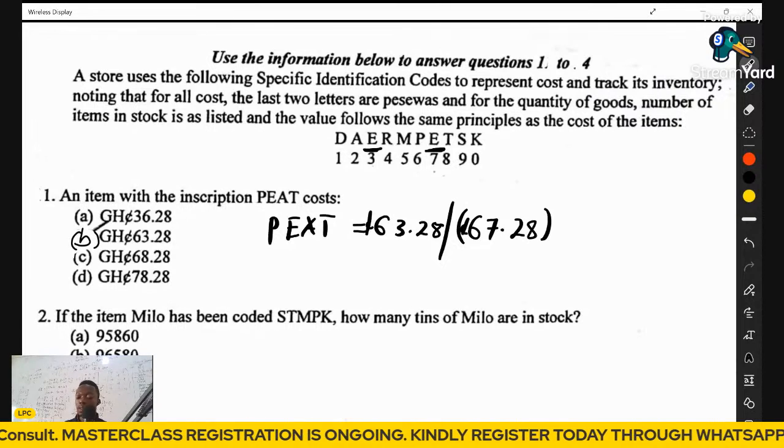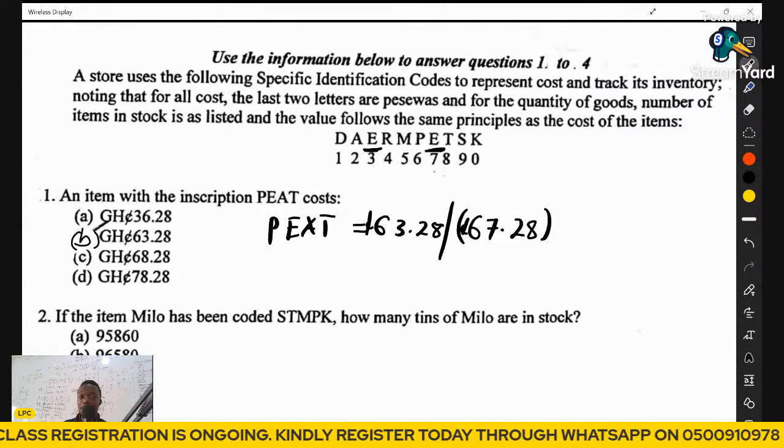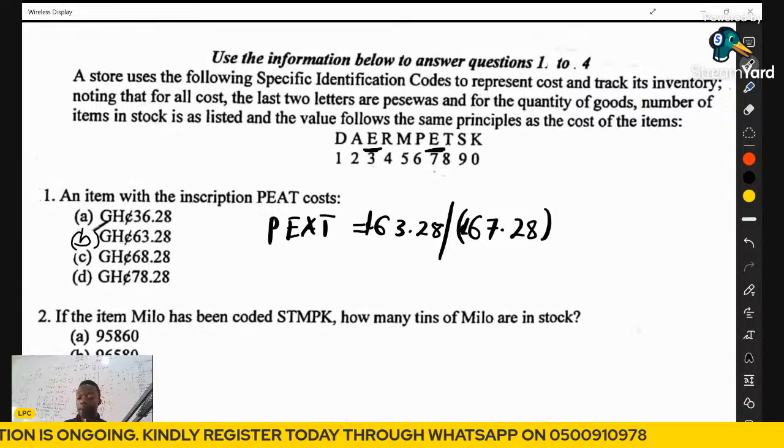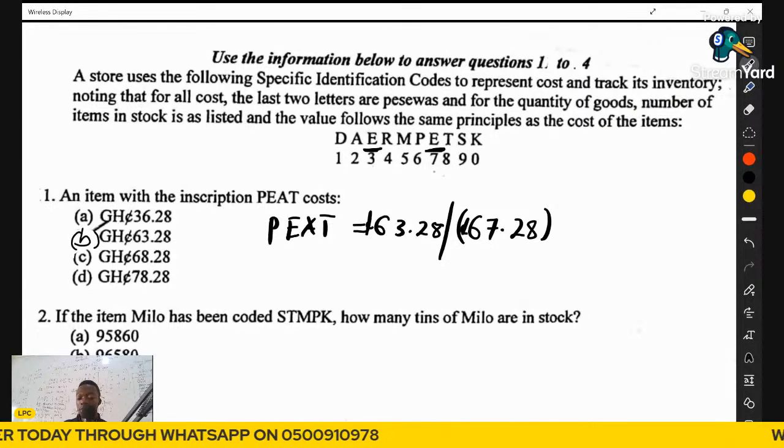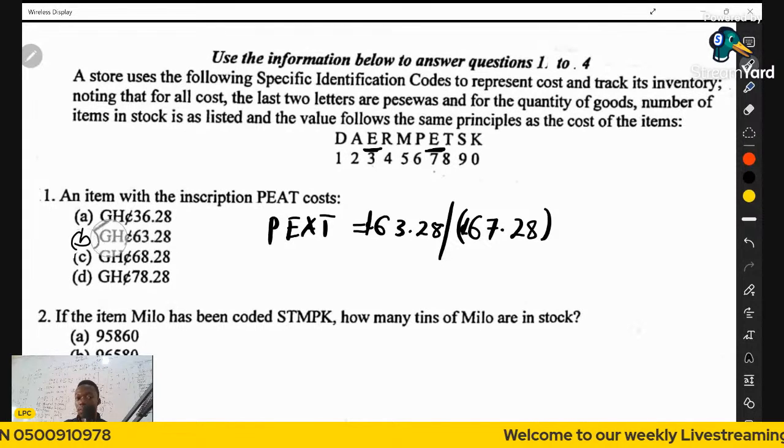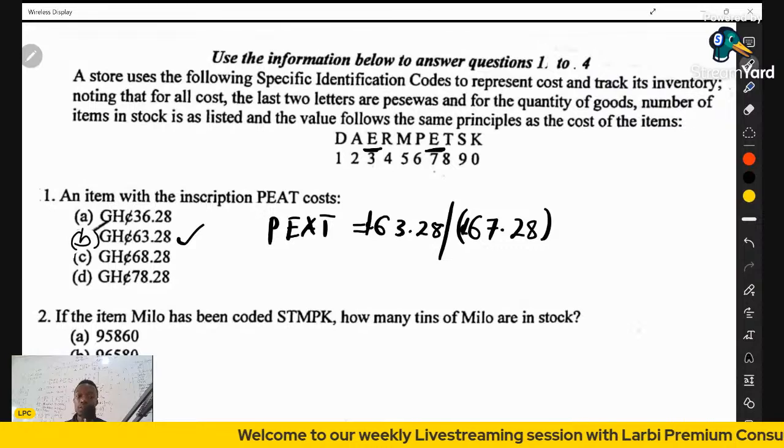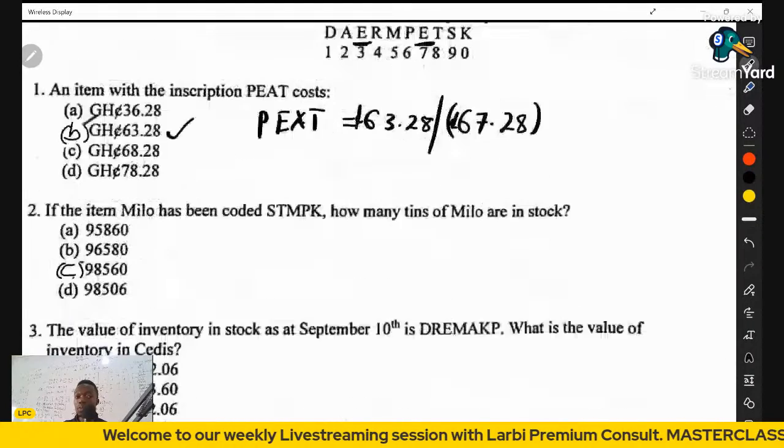So which of these actually is found in the option here? So we can say that it's only the 63.28 that we can see from this option. And so therefore we'll say that the answer should be what? Option B. So we just take it or shade, you are good to go. Let's move on to question number 2.